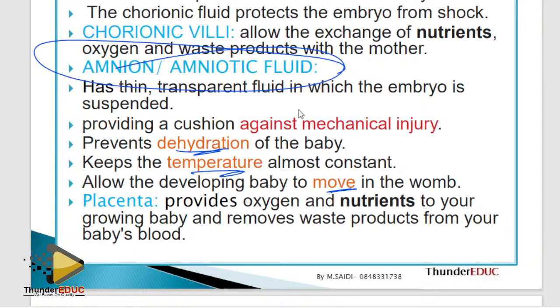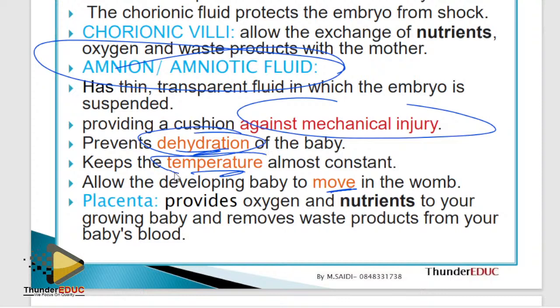You understand? Amniotic fluid is responsible for mechanical shock absorption, or cushioning against mechanical injuries, prevention of dehydration, keeps the temperature almost constant, not constant, almost constant, and then allows free movement of the baby. You understand? Please.